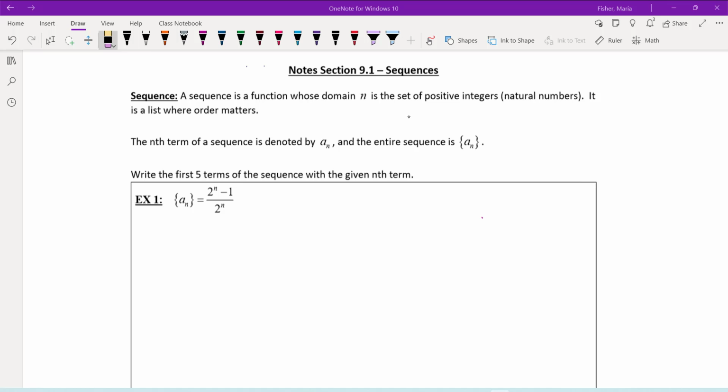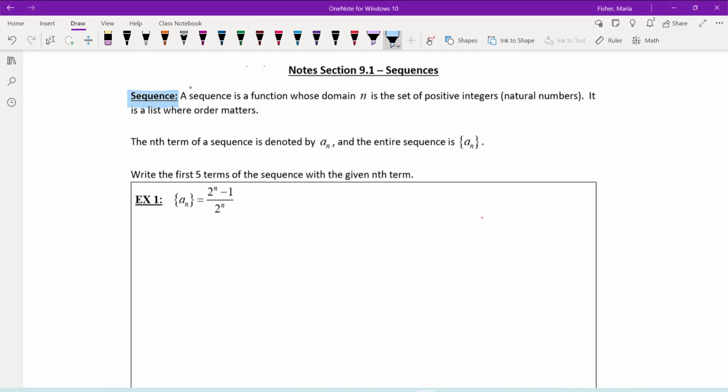Section 9.1 is sequences. Now most of Chapter 9 deals with series, but before we can talk about what a series is, we need to define a sequence. So in this section, we're going to be looking at what is a sequence, what is the limit of a sequence, and some other properties and theorems that have to do with sequences. Let's begin by defining what a sequence is.